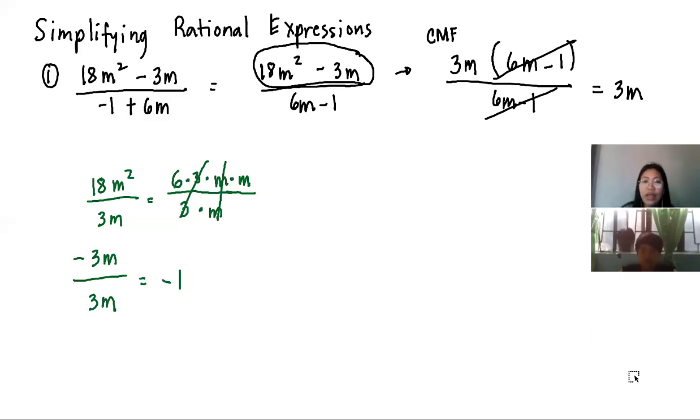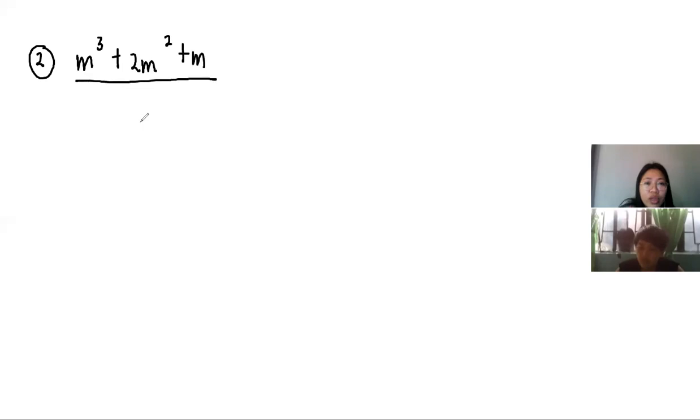Let's do the second one. So the answer, yung isa ay 3m. How about this one? M cube plus 2m squared plus m over 3m squared plus 6m plus 3. Okay?